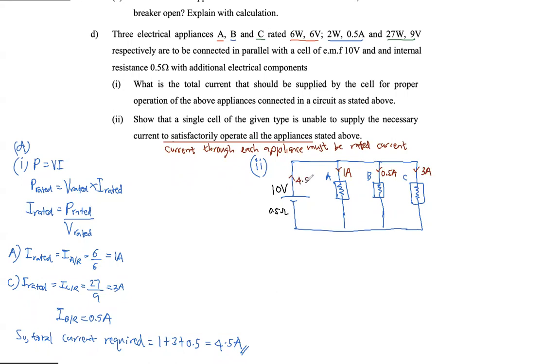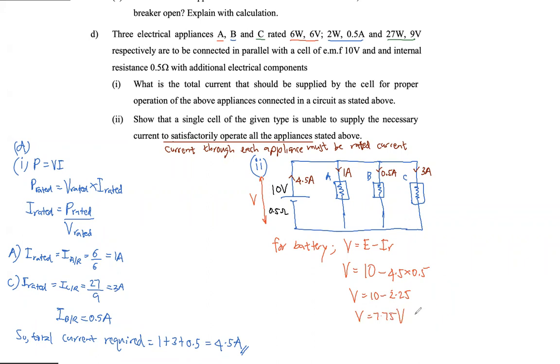Now, how do we decide whether this is good or not? We have to find out the voltage across the battery, V. For the battery, we can apply the equation V equals E minus Ir. V we don't know. EMF is 10 minus current 4.5 into resistance. How much is resistance? 0.5. So V is equal to 10 minus 2.25, final answer 7.75 volt.